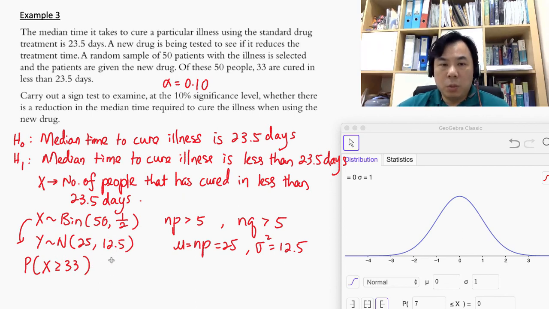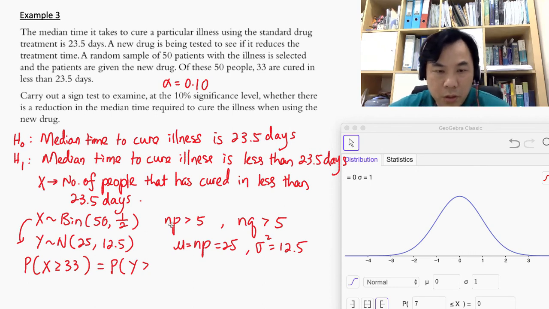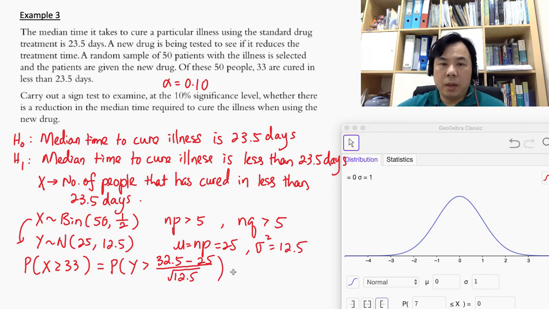But because we are using a normal approximation, we are indirectly converting a discrete distribution into a continuous one. Therefore, don't forget to carry out the continuity correction. So the continuity correction would be 32.5, and then we need to minus off the mean here, and then divide by the standard deviation. Okay, and then there you have it.